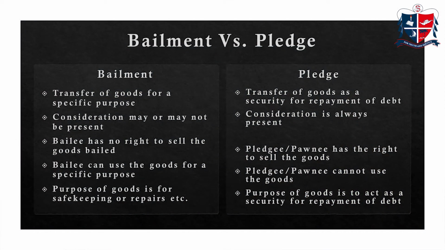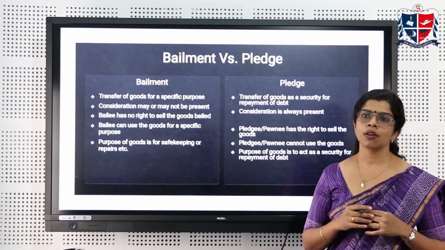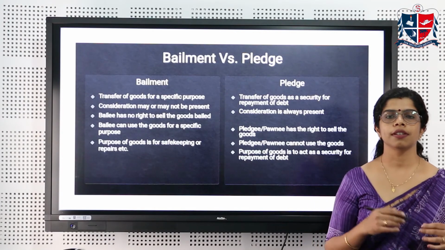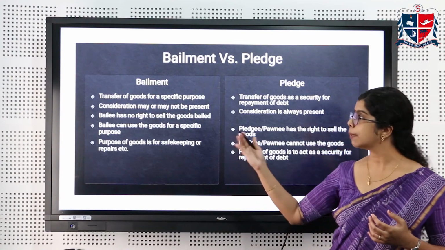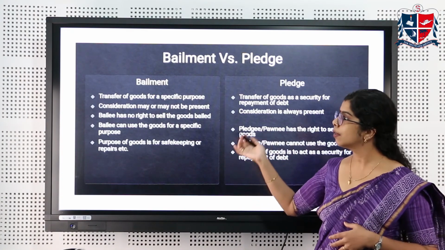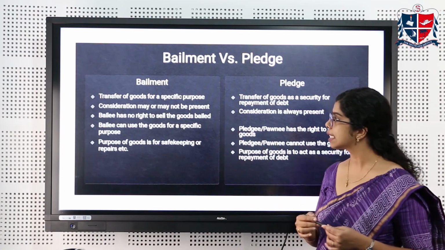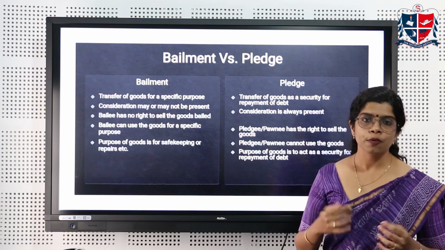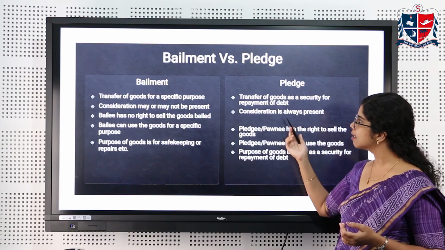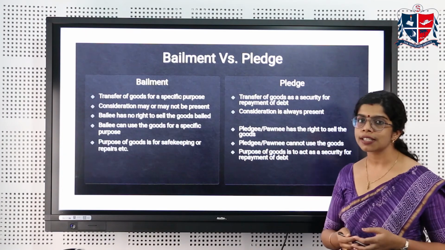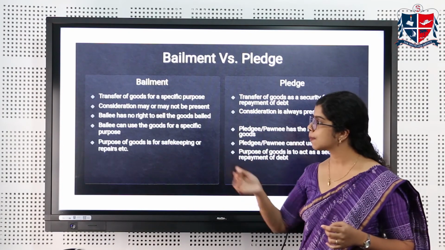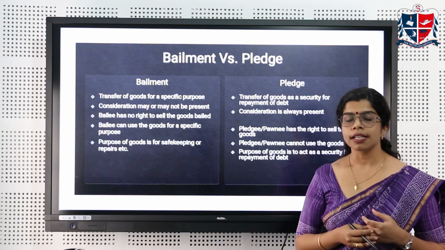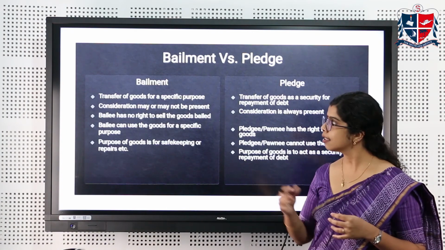So, in order to conclude today's session, here we discussed 2 similar types of special contracts, which are bailment and pledge. These are the differences between bailment and pledge. To sum up, as far as bailment is concerned, it is a transfer of goods for a specific purpose, but as far as pledge is concerned, it is a transfer of goods as security for repayment of debt. Now, in the second situation, as far as bailment is concerned, there can be a consideration present.